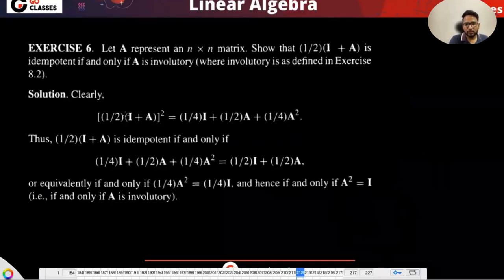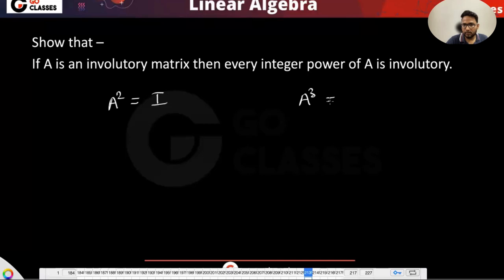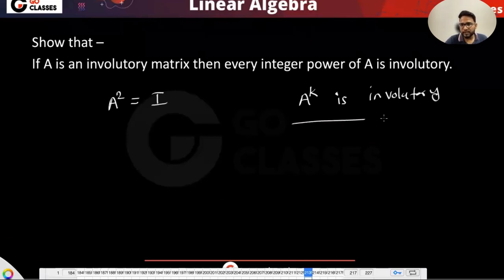See, here also, they have not proved in two ways. They have just proven one way. Okay, this is just a proof. So let's see this. A is an involutory matrix. Then every integer power of A is involutory, which means if A square is equal to identity, then every integer power, which means A power K, is also an involutory matrix. Which means what? A power K is an involutory matrix means what?